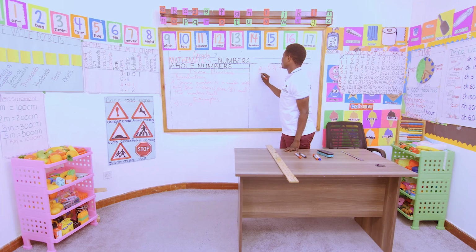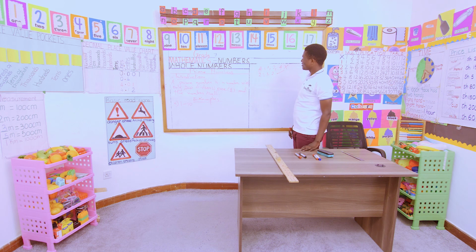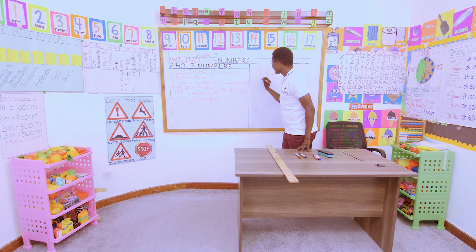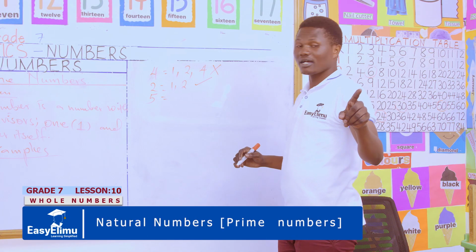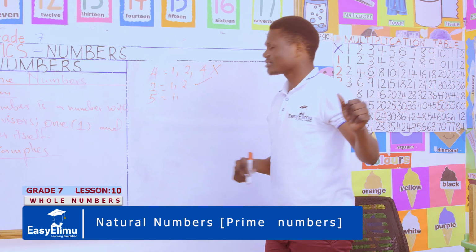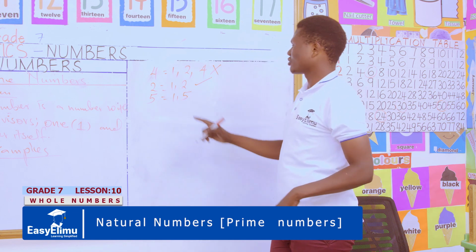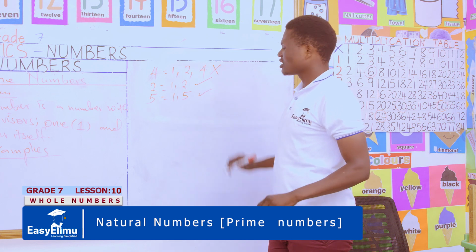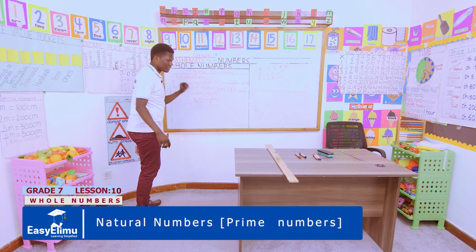Let us look at the number 2. How many numbers can divide 2? 1, correct. 2. Any other number? No. So how many divisors does 2 have? 2. Cool. That is a prime number. Let us look at the number 5. How many numbers can divide 5, class? Yes, Peter? 1, correct. 1 divides 5. Yes, Angel? 5 itself, correct. So it has got only 2 divisors. So using the same criteria, let us identify the prime numbers between 1 to 10.